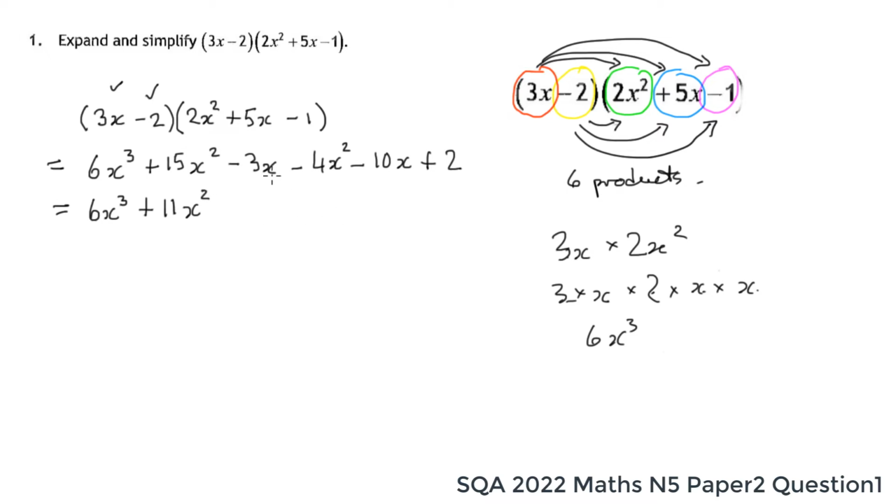Look for terms involving x. There's 2 of them, negative 3 and another negative 10. That's negative 13x. And then finally constants, just the 2 at the end. So there's plus 2. So that's our final result. It's a cubic expression, 6x cubed plus 11x squared minus 13x plus 2. But you'll notice in working out we had 1, 2, 3, 4, 5, 6 terms. Each term in the first bracket has to multiply each term in the second bracket.